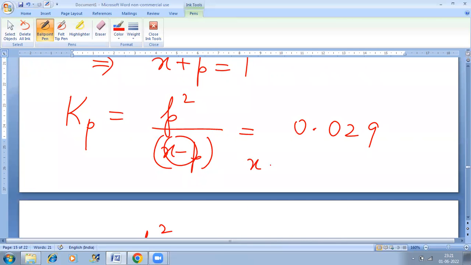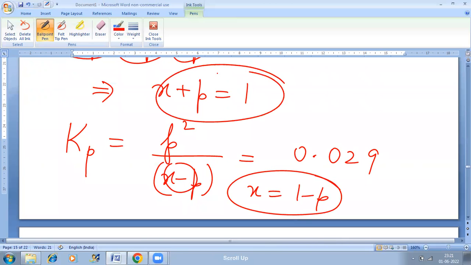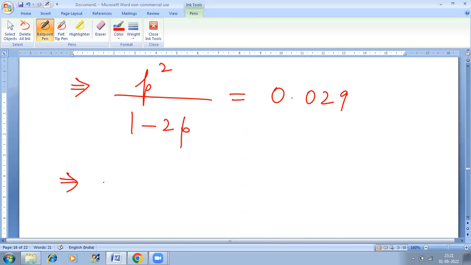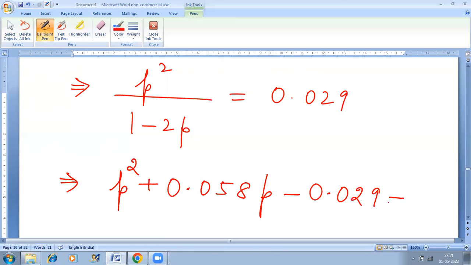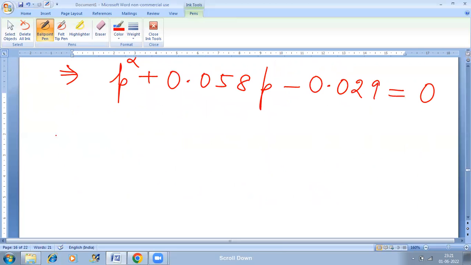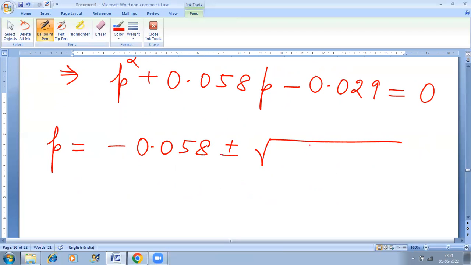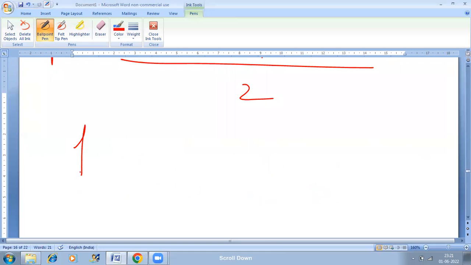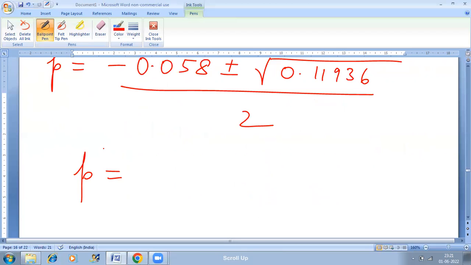What have I done basically? I have taken X as 1 minus P because we know that X plus P is equal to 1. So I have converted X in terms of P. And hence I get this. This is a quadratic equation. So P square plus 0.058 P minus 0.029 is equal to 0. I can use the formula to find out the roots of a quadratic equation. From here, I will get this kind of expression. Hence, on solving this, I will get the value of P, that is 0.143 atm.